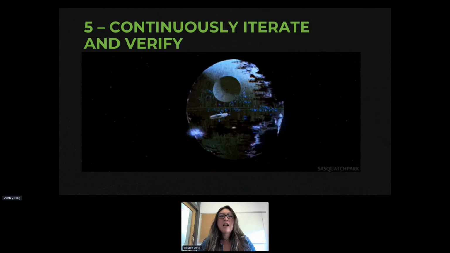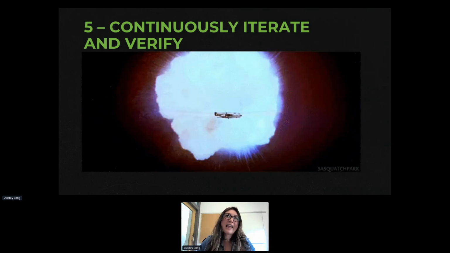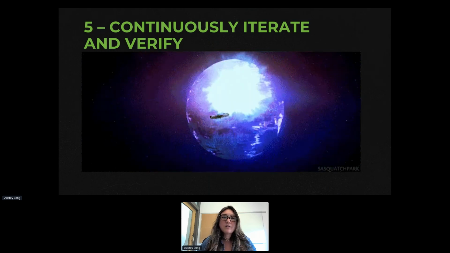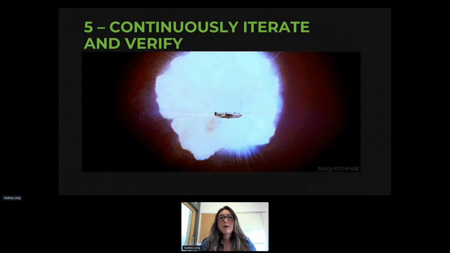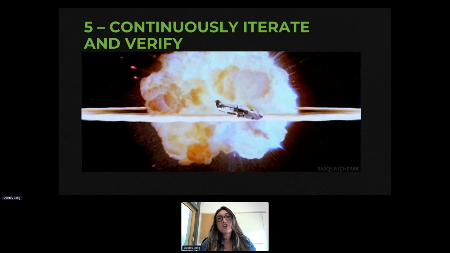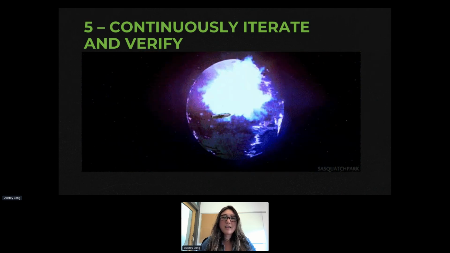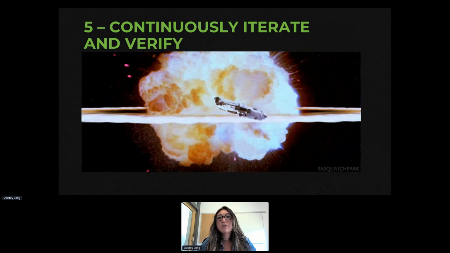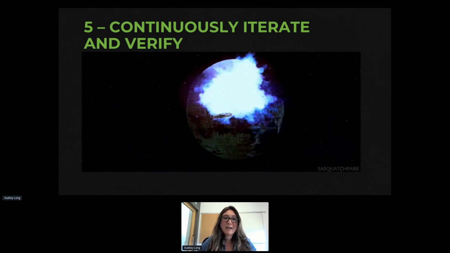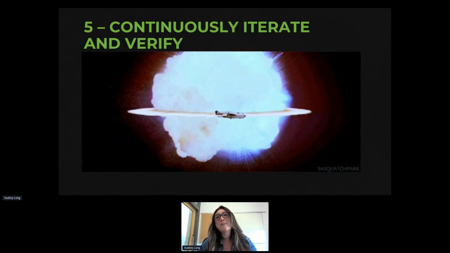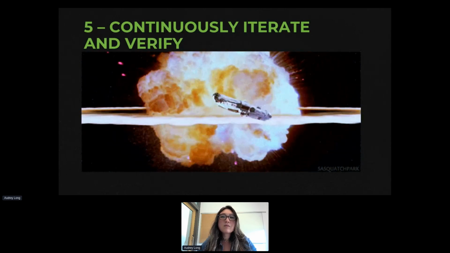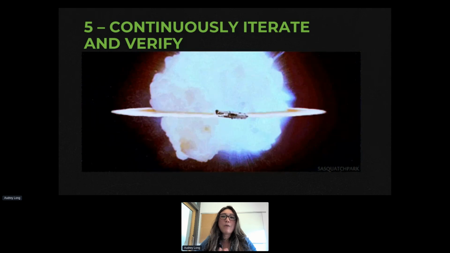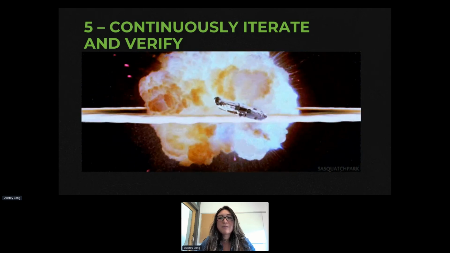And last but not least, we must continuously iterate and verify. The Death Star's vulnerabilities may be fictional, but the lessons we draw from them are highly applicable to real-world security challenges. By employing threat modeling, organizations can systematically identify potential threats and develop strategies to mitigate them, ultimately enhancing their security posture. As we walked through the Death Star's vulnerabilities through the lens of Microsoft STRIDE components, we were reminded of the importance of proactive threat modeling.